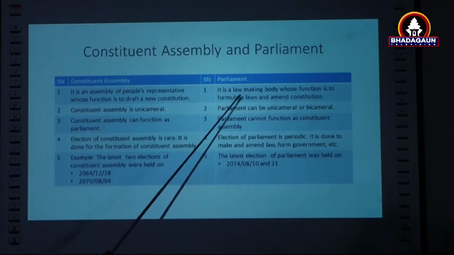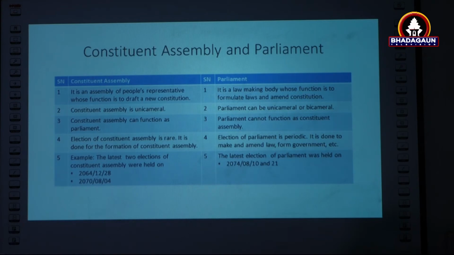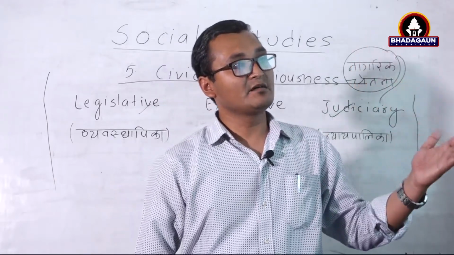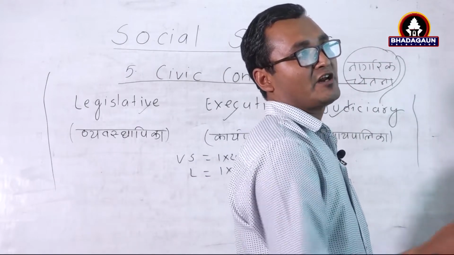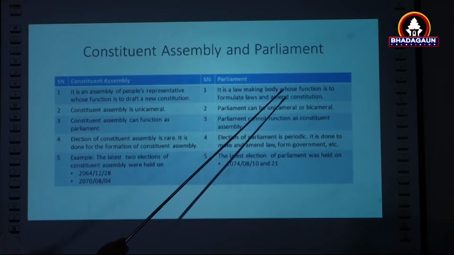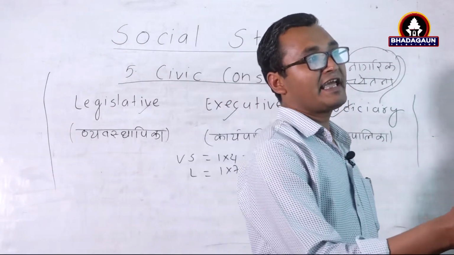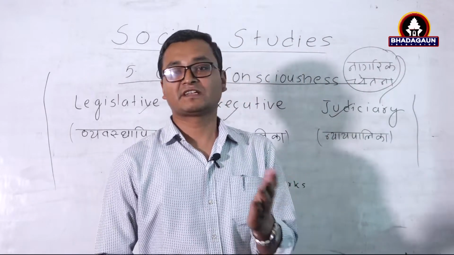And Parliament, it is law-making body whose function is to formulate laws and amend constitutions. Parliament को बारे अगाडि पनि हामीले भनिसकेका छौं कि अथवा हामीले यसरी बुझ्यौं र बुझेको हुनुपर्छ पनि कानुन बनाउने त्यस्तो एउटा अंग जसले कानुनको पनि संशोधन गर्छ. Constituent Assembly is unicameral. संविधान सभा भनेको एउटा मात्र हुन्छ. It means a single legislative chamber, and Parliament can be unicameral or bicameral. Parliament एउटा पनि हुन्छ अथवा द्विसदनात्मक पनि हुन्छ.